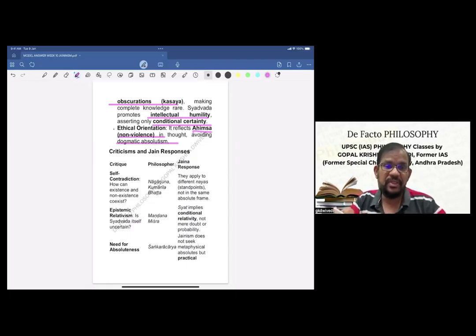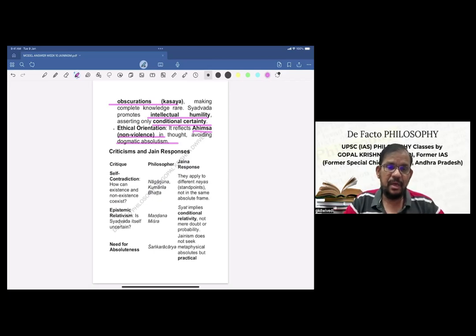First are Nagarjuna and Kumarila Bhatta. They say that this is self-contradiction. Kumarila Bhatta is a Mimamsa philosopher, Nagarjuna is from Buddhism. They say that this theory is self-contradictory. How can existence and non-existence coexist? Jaina reply: they apply different nayas or standpoints, not in the same absolute frame. They say this is a relative thing I am talking about, we are not talking absolute. And from different contexts, different conclusions come. That is what Jainas reply.